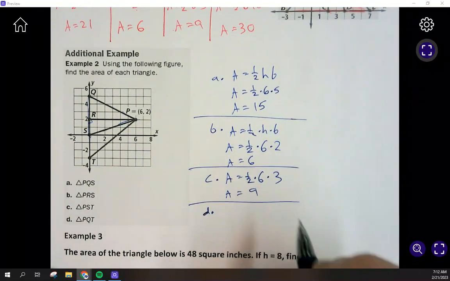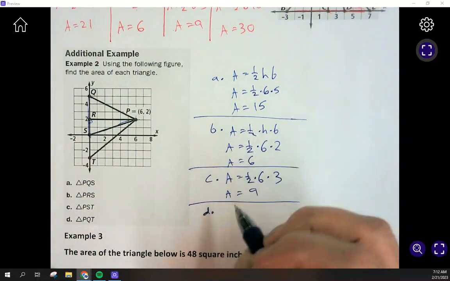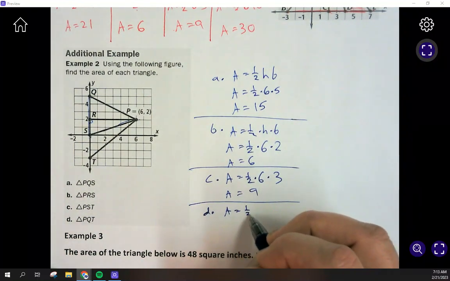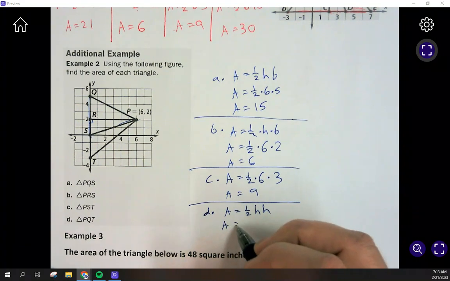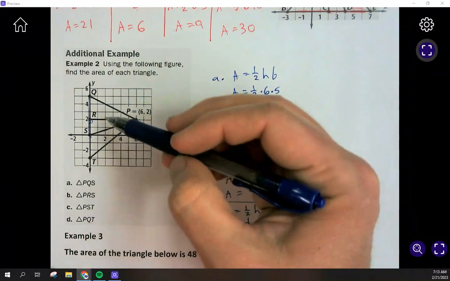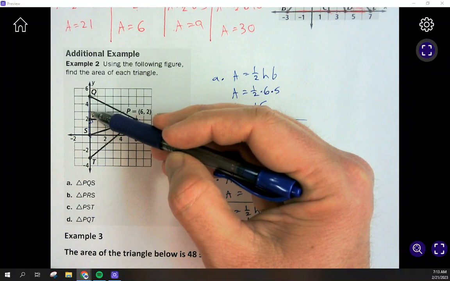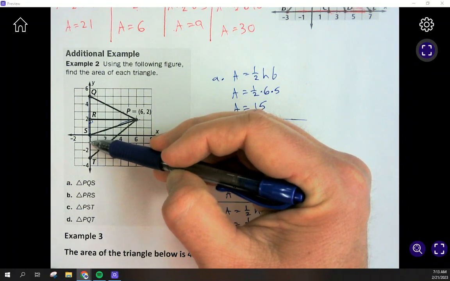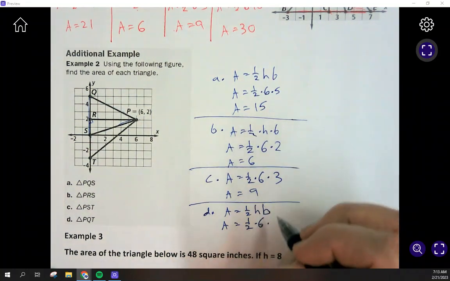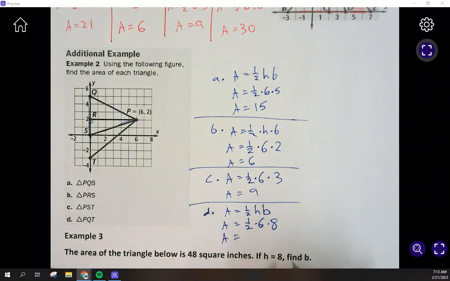And then the last one, PQT, the real big triangle, still using this as the height. So 1/2 height times base. We're going to use 6 as the height. And now the base goes all the way from Q to T. So 1, 2, 3, 4, 5, 6, 7, 8. So 1/2 of 6 is 3 times 8 is 24.